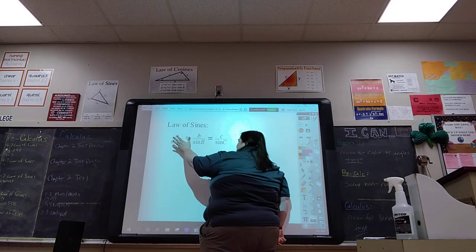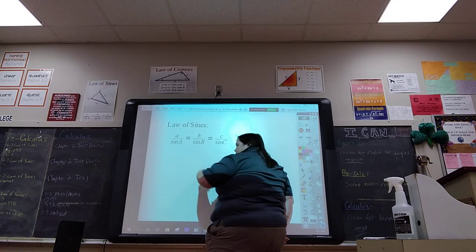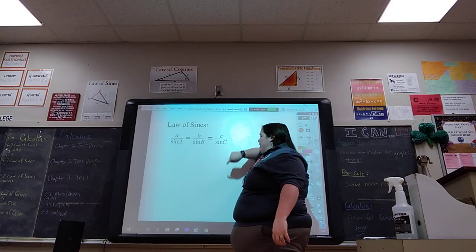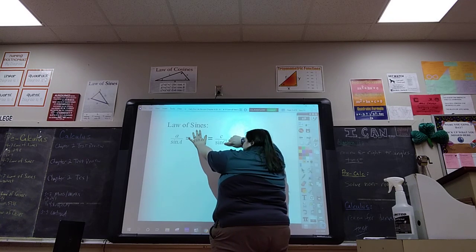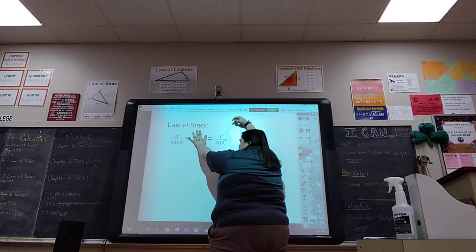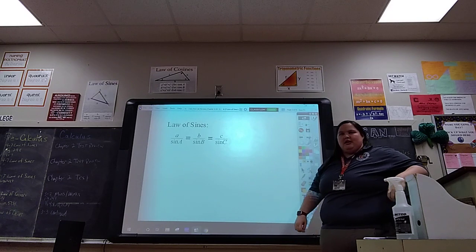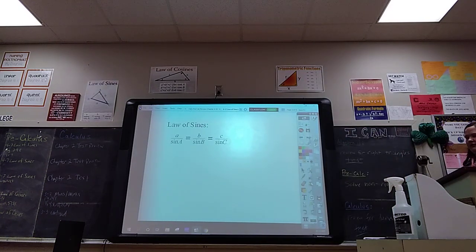But say you know side A and angle A, so then you have this whole ratio filled out, and then you know angle C, so you don't need to worry about the middle ratio. So we put the C in here. What we don't know is side C, so we use a little cross multiplication to find out that side.